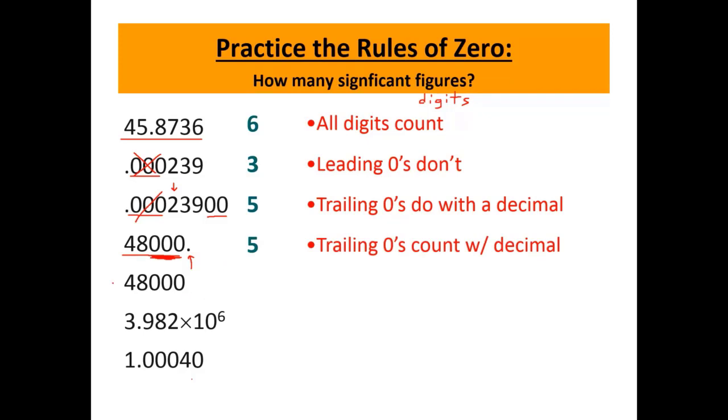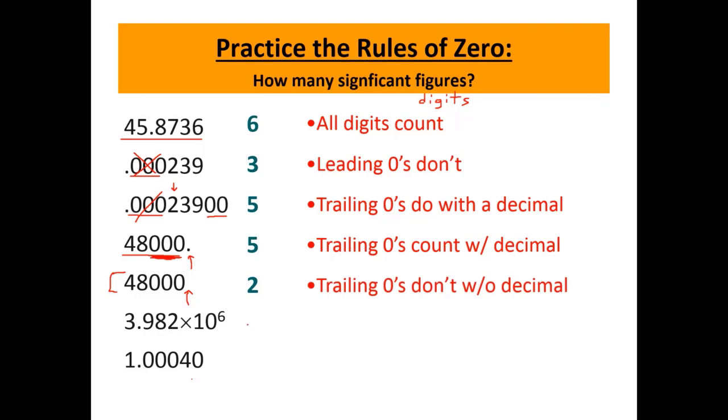What about the next one, the 4800 here? How many significant figures is that? Is it 5? No, this one is only going to be 2. There's no decimal here. I was looking at the one with the decimal. That's why I said 5. That one had 5. But this one only has 2 because trailing zeros don't count without a decimal.